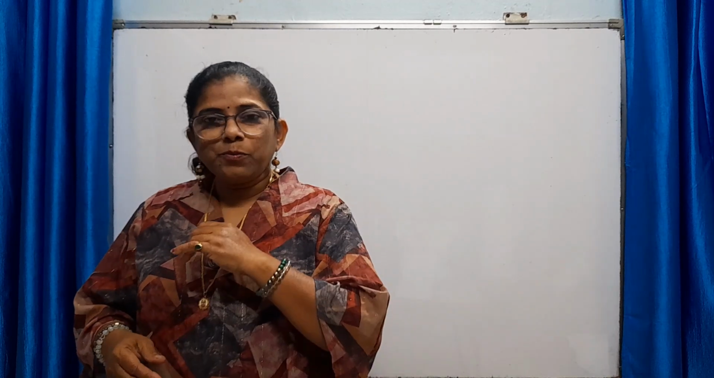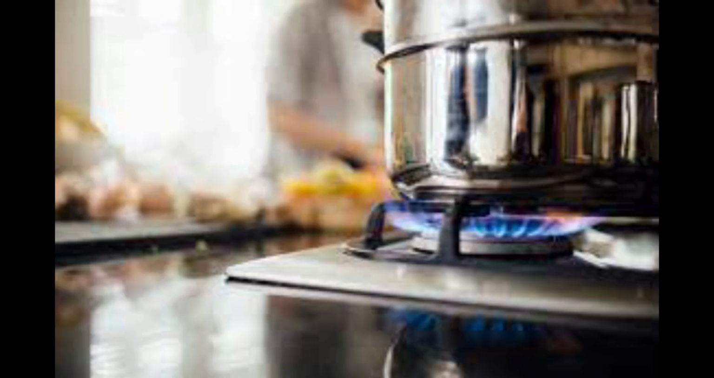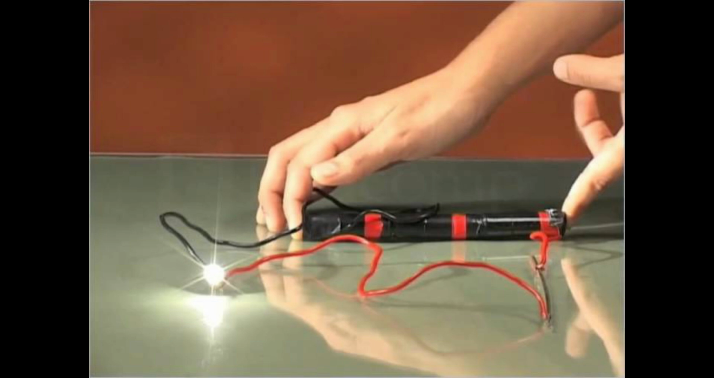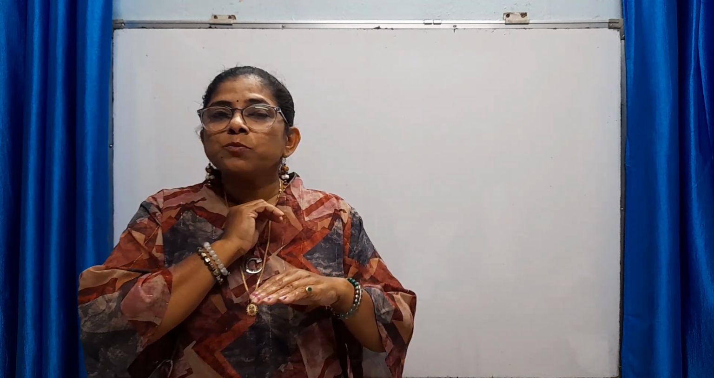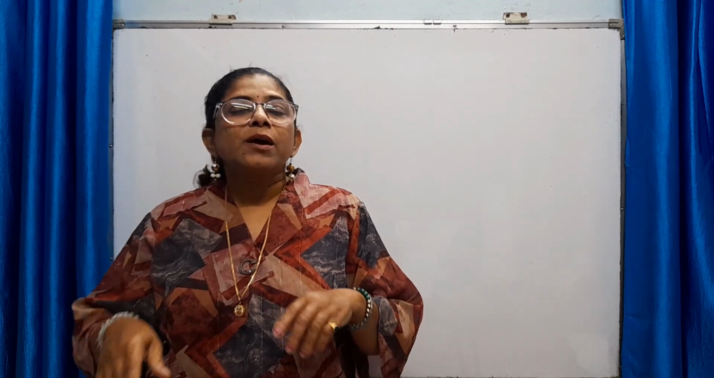Now, the next important thing is metals are good conductors of heat and electricity. What is the meaning of good conductor? Means they allow heat and electricity to pass through them. Such substances are called good conductors. While the substances which do not allow heat or electricity to pass through them are called bad conductors. So here metals are good conductors of heat and electricity, while non-metals are bad conductors of heat and electricity.